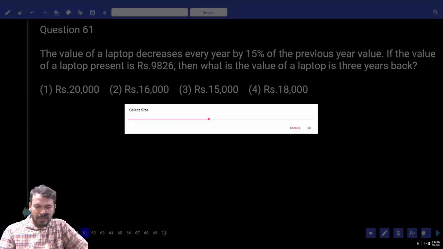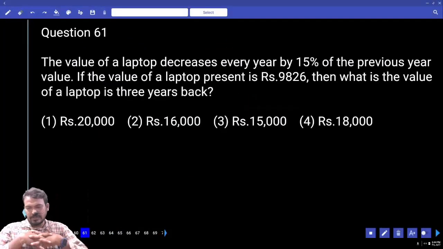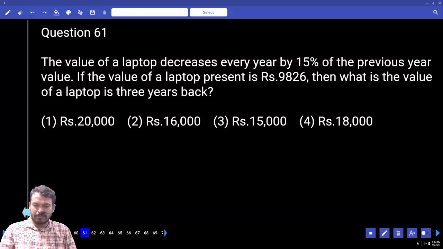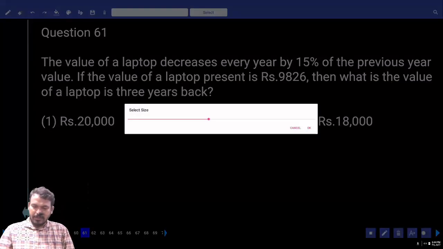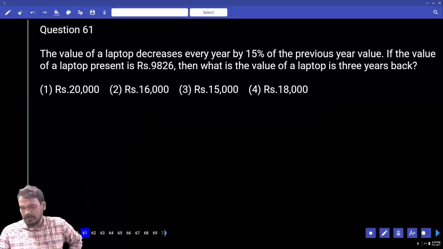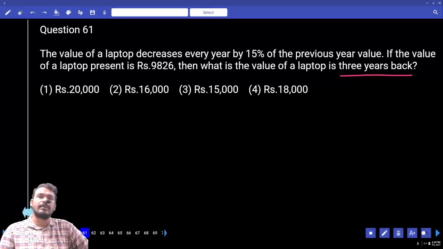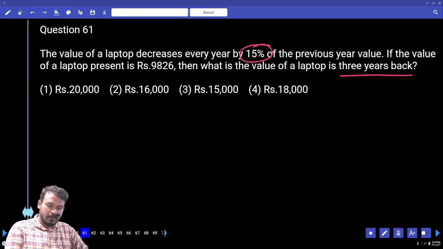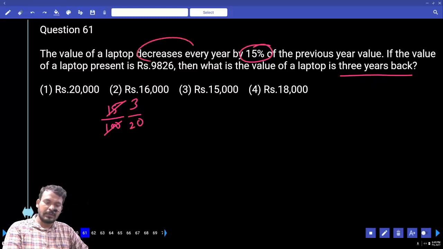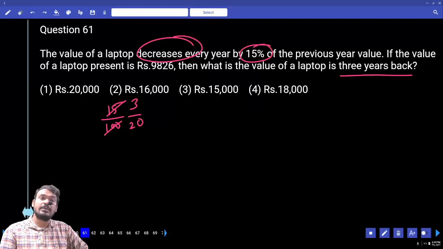The value of a laptop decreases every year by 15% of the previous year. If the present value of the laptop is 9826, then what was the value of the laptop 3 years back? Every year how much percent is decreased? 15%. But do we require the 3 years back value or the present value? 3 years back. 15% means what fraction? 15 by 100, 5 3s are 15, 5 20s are 100. What is the fraction? 3 by 20. Decreased or increased? Decreased. Every year 3 parts decreased. Okay, so 3 years ago, how many parts?